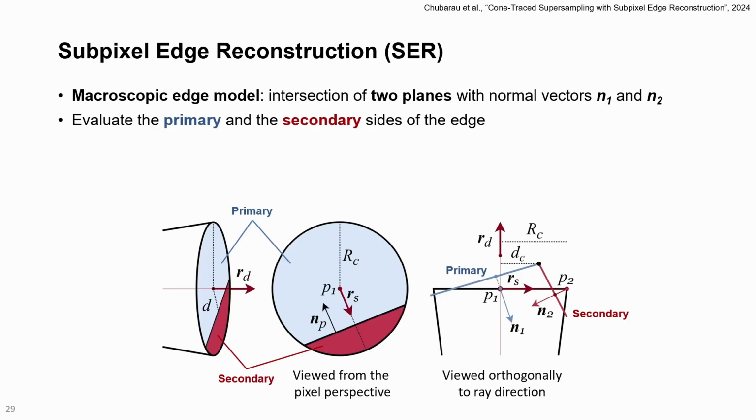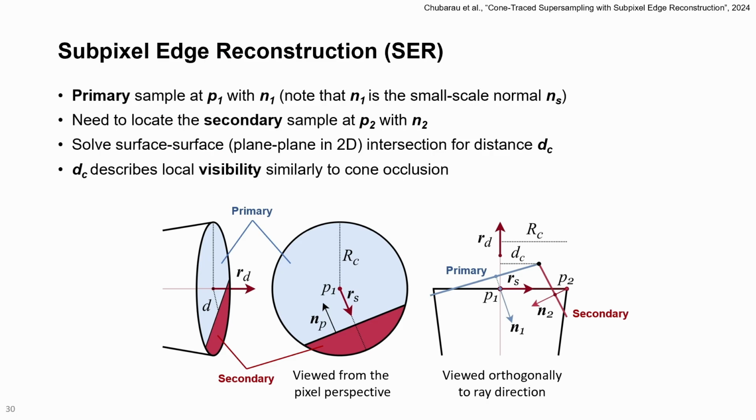So we model the edge in the 2D footprint of the pixel from the perspective of the traced cone, and we follow the same macroscopically planar assumption as with CTSS. The edge is modeled as two planar surfaces, which we call the primary and the secondary sides of the edge. And that's what we refer to as subpixel edge reconstruction. Here we need to reconstruct the edge, evaluate the visibility of the primary and the secondary sides, and then evaluate the color and weight appropriately. In other words, we need to evaluate the intersection between these two surfaces.